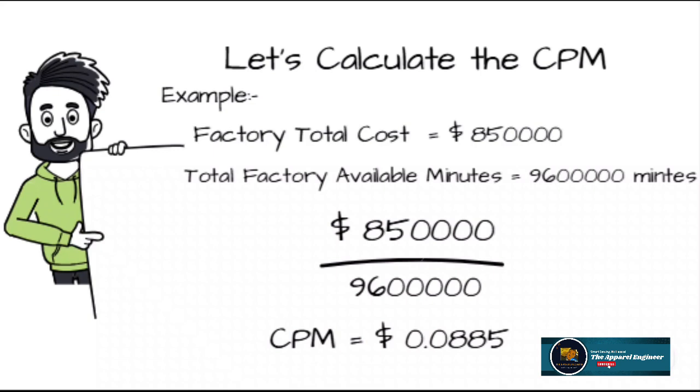CPM equals total factory cost divided by factory total direct capacity minutes. CPM equals $850,000 divided by 9,600,000. CPM equals 0.0885 per minute. This means the factory's operating cost is $0.0885 per minute.